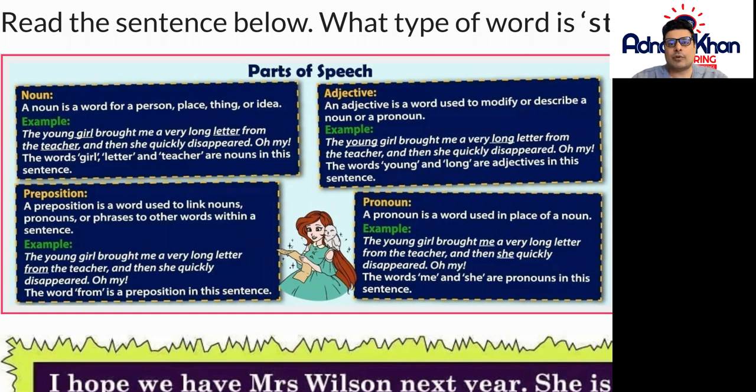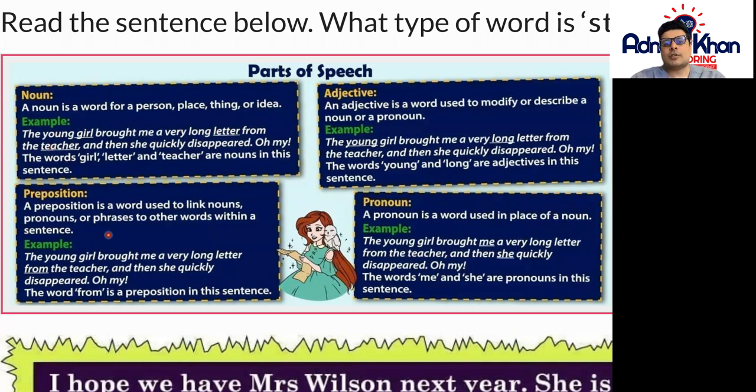So noun, first of all. A noun is a word for a person, a place, a thing, or an idea. So example: a young girl brought me a very long letter from the teacher, and then she quickly disappeared. So here we've got the noun as the girl because it's a person. Then we have a letter because it's a thing. And then we have a teacher, again because it's a person.